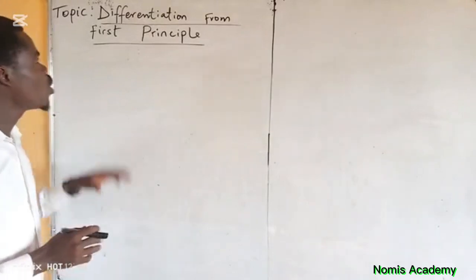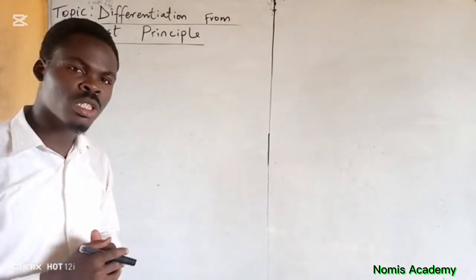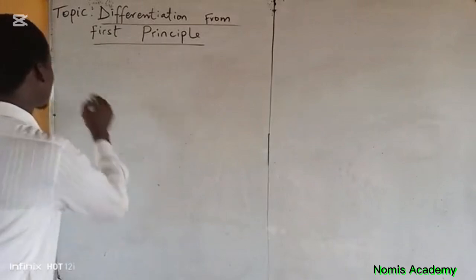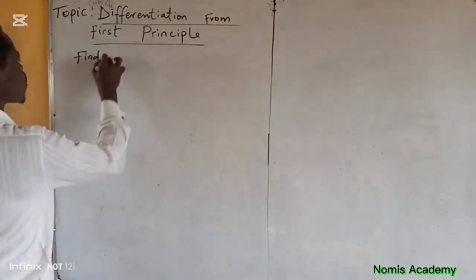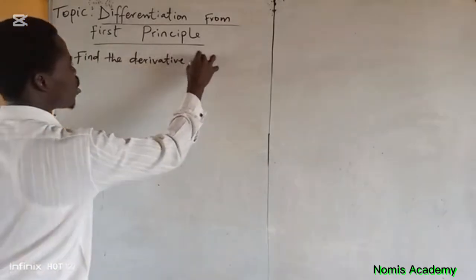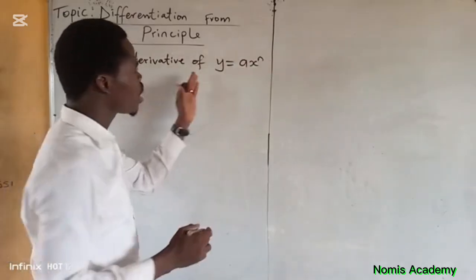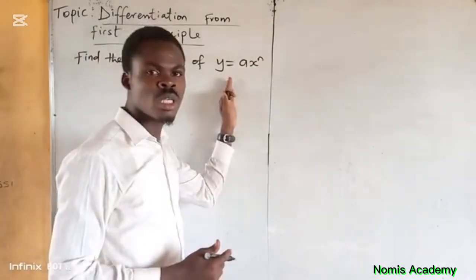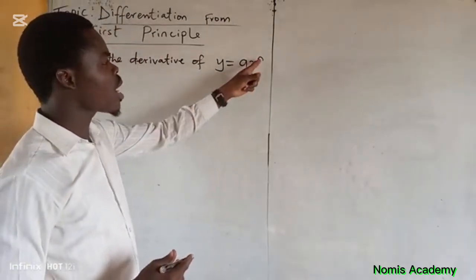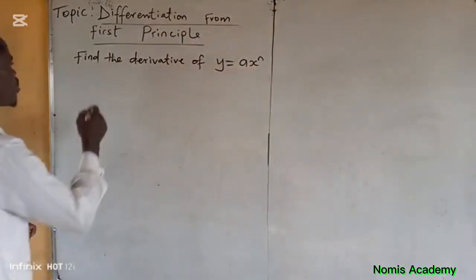In this video, we are going to learn how to find the derivative of a special function called the polynomial function. Let's take the question: find the derivative of y equal to ax^n. This is a special function called a polynomial function where a is the coefficient and n is the power of the variable x. Alright, let's proceed.